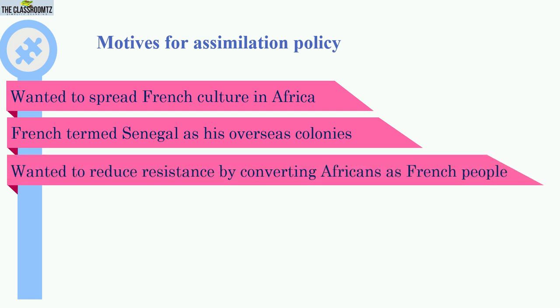Wanted to reduce the resistance by converting Africans to French. Once you are converted to be French, you are a French citizen. It is difficult to resist against your own country. So before, you were African and resisting the French system or French government, then you changed from African to French. Once you are French, how can you go against the French government? So it was easy to minimize resistance by turning these people from one side to another.